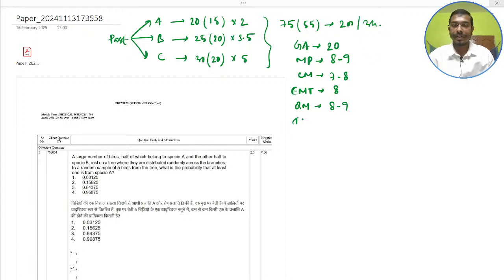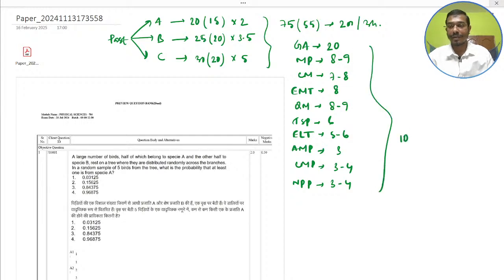and next, thermodynamics and statistical physics, there are 6 questions. Electronics, there are 5 to 6 questions. AMP, atomic and molecular physics, there are 3 questions. CMP, condensed matter physics, there are 3 or 4 questions. Next, NPP, nuclear and particle physics, there are 3 to 4 questions. So total 1, 2, 3, 4, 5, 6, 7, 8, 9, 10, total 10 topics.